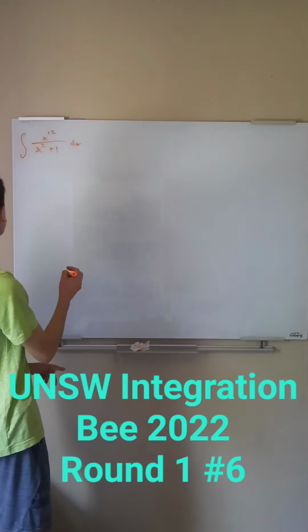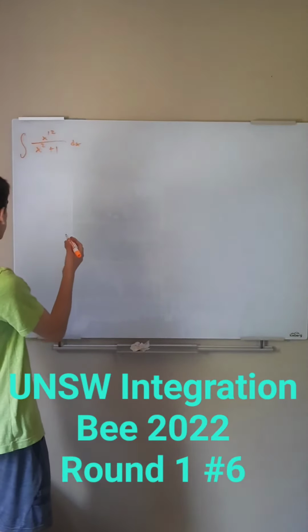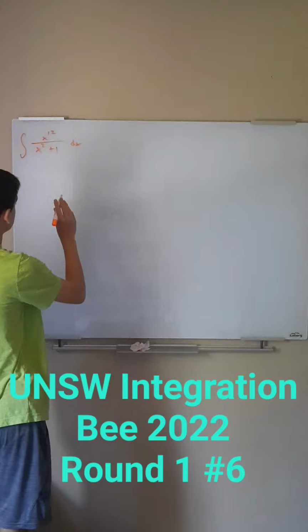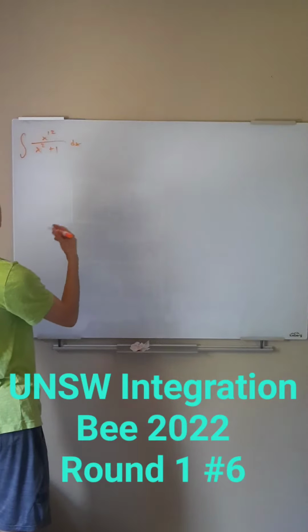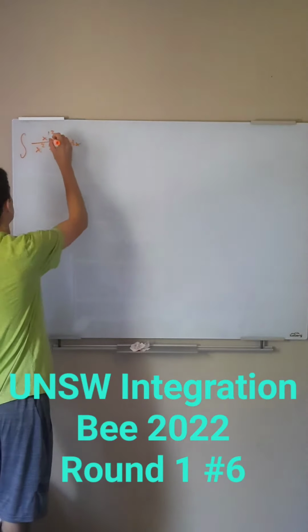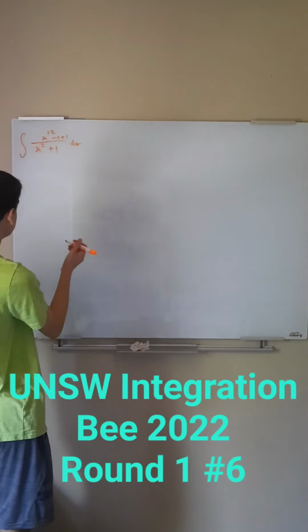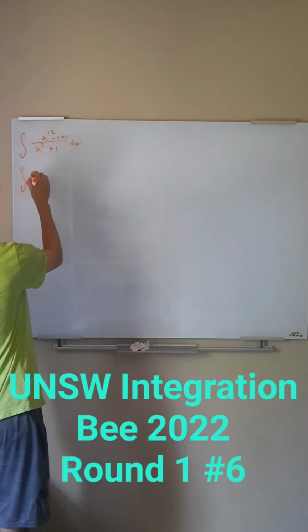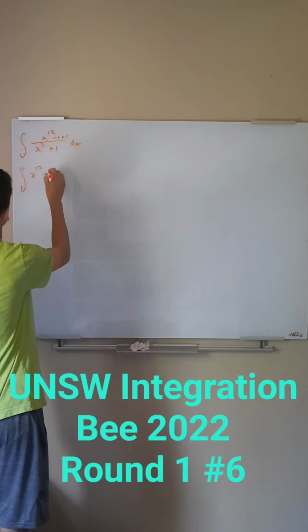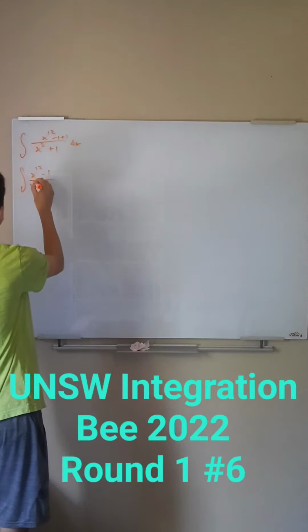Okay, today's integral, we have the integral of x to the 12th power over x squared plus 1. And that looks very scary, the x to the 12th in the numerator, that's weird. But what we can do is subtract 1 and add 1 in the numerator. And that's just adding 0 equivalently, so that's completely fine. And so we will have x to the 12th minus 1 over x squared plus 1.